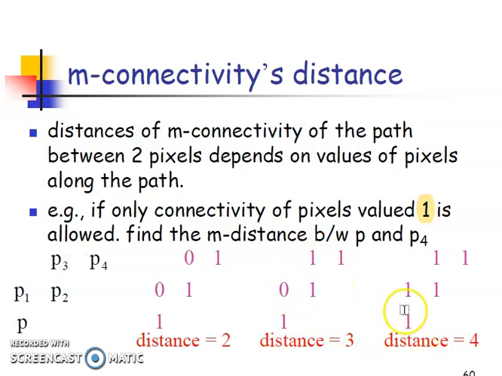Now similarly for the next diagram where all the pixels have value 1. This pixel is connected with this pixel, meaning P is connected with P1, P1 is connected with P2, P2 is connected with P3 and P3 is connected with P4. Likewise the connectivity is there, and the total DM distance is 1 unit, 2 units, 3 units and 4 units. So the total DM distance is 4 units. So this is the M connectivity or DM distance, which is based on M connectivity.